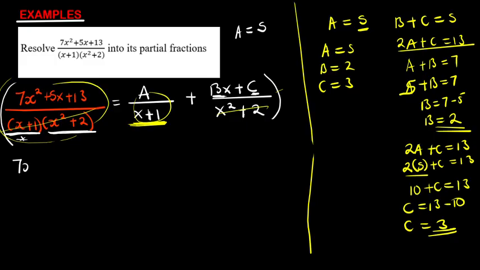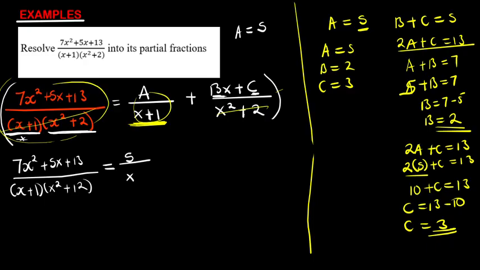So it will be 7x squared plus 5x plus 13 over (x plus 1)(x squared plus 2) equal to, what is a? The a is 5 over x plus 1. Then what is b? Then b is 2x plus, what is c? It is 3 over x squared plus 2, like that. So that is how you answer this particular type of question.